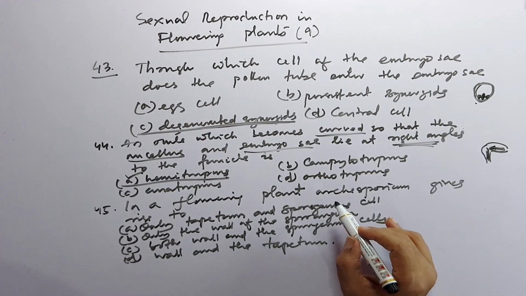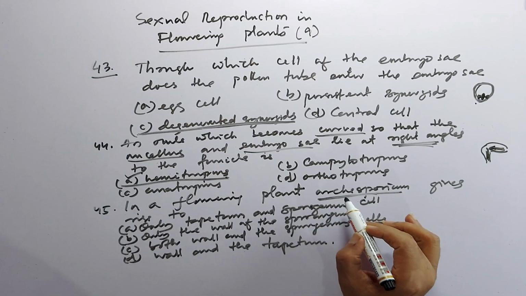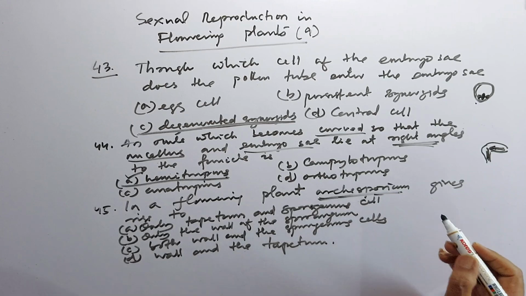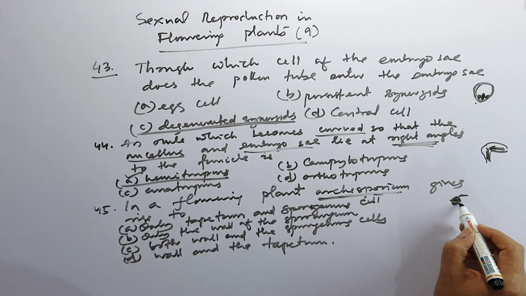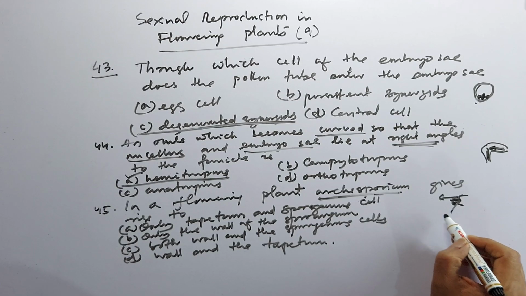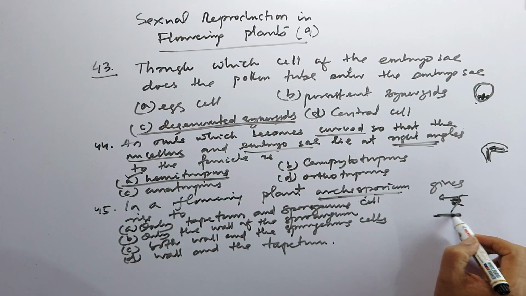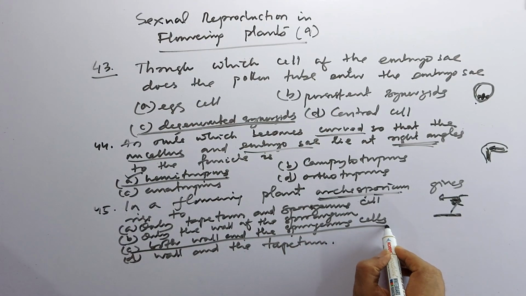So this is very important: in flowering plants, the archesporial cells first differentiate from the mass of parenchymatous tissue into primary parietal cells and primary sporogenous cells. This will give the wall layer, and this will give the sporogenous tissue. So this is responsible for both the wall as well as the sporogenous cells. So this is the correct answer.